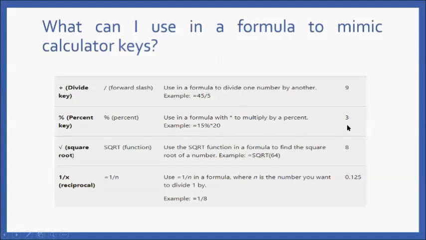So that's 3. Then we have the square root function. Use the square root function in a formula to find the square root of a number. So we have equal sign, SQRT, open and close parentheses, with the specified number, such as, for example, 64, and we come up with the result 8. And then we have the reciprocal, 1 over x or 1 over n. Use this formula where n is the number you want to divide 1 by. So we have 1 over 8, so that's 0.125.